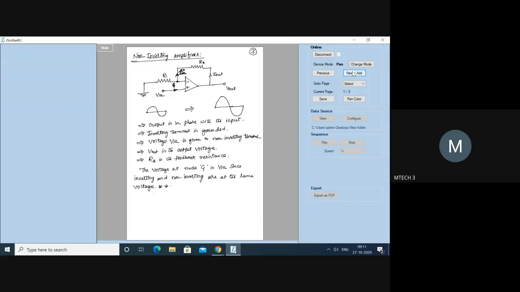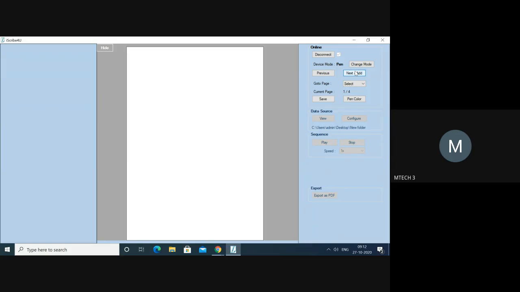So mark this point as very, very important. Now apply Ohm's law to resistor R1, which gives Iin is equal to minus Vin divided by R1. Vin has been given to this and it is taken like this, so minus Vin divided by R1.